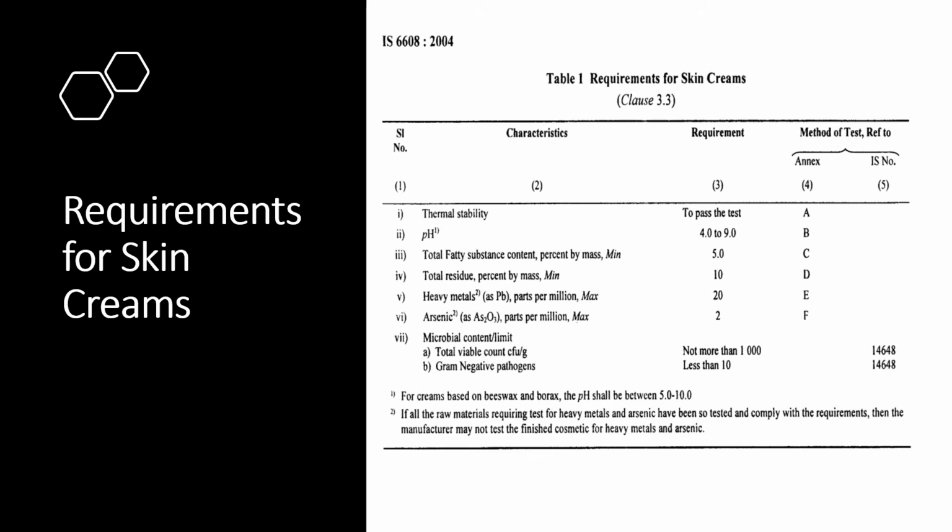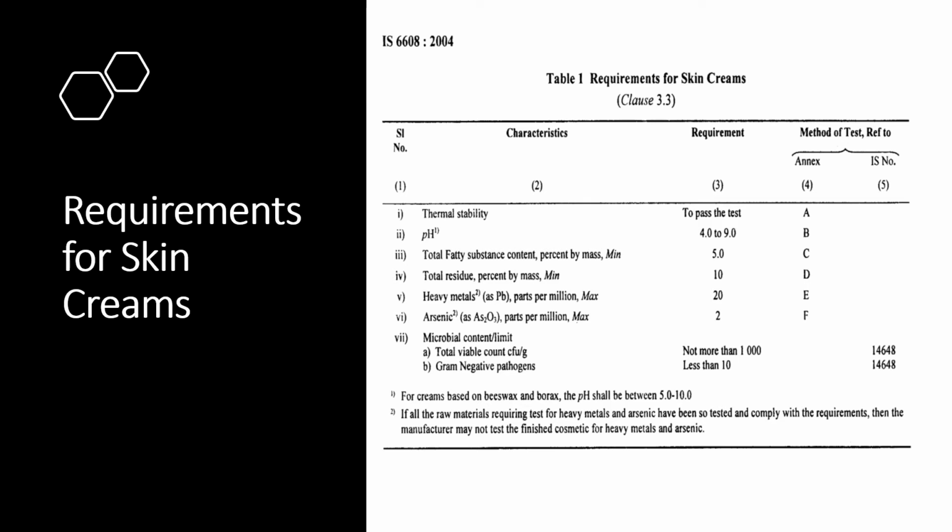Third is the content of total fatty substance present in the skin creams. It should not exceed 5. The next test is the total residue test, which needs to be performed on all skin creams, and the value should not be less than 10. This is the minimum requirement. It can be more than 10, but it should not be less than 10.